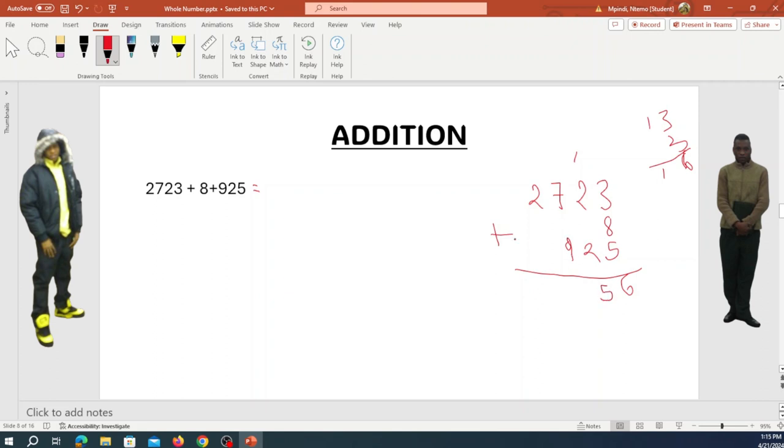Now, 9 plus 7 equals what? 16. Okay? And then 1 on top. So we don't have any number here. So 1 plus 2 equals 3. Okay? This is the answer. This is what we get: 3, 6, 5, 6.